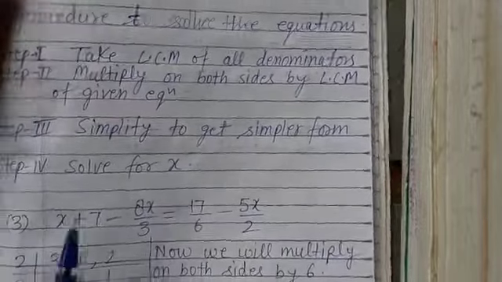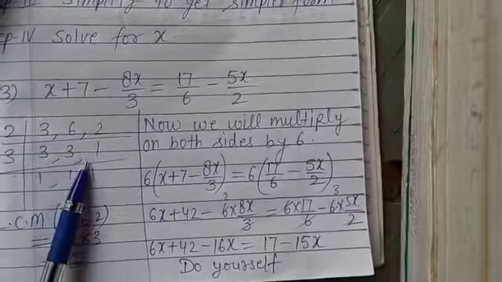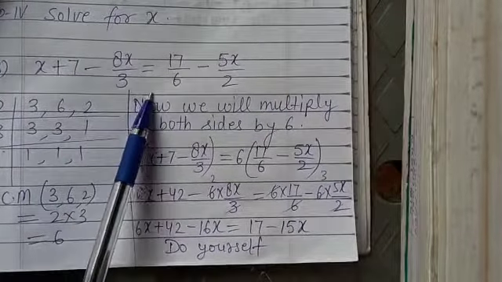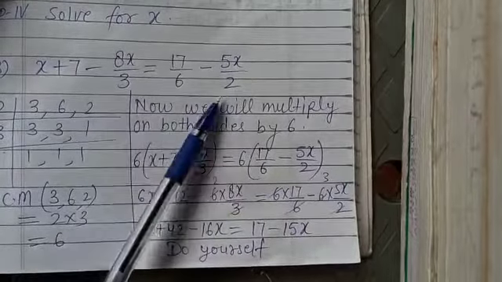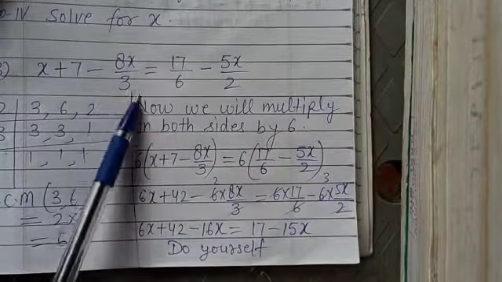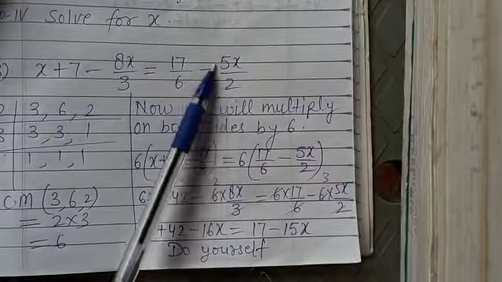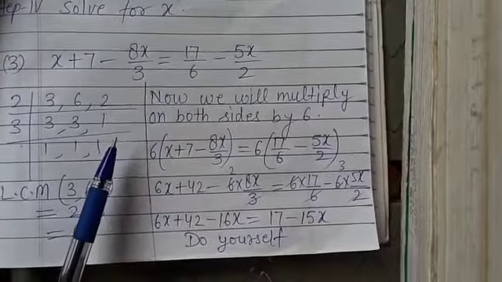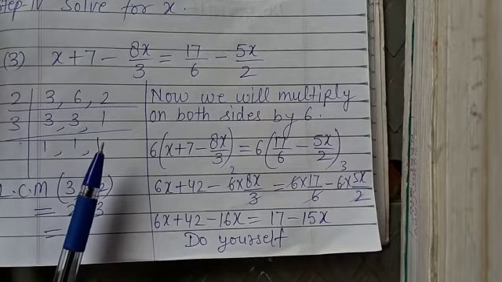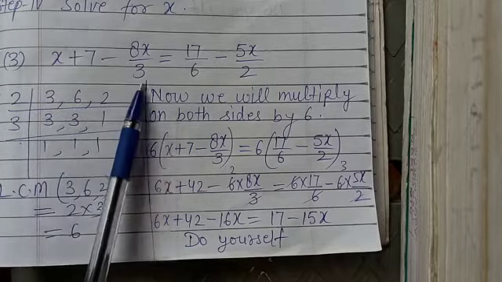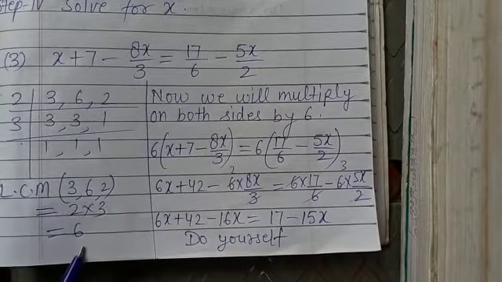Now look at question number 3. It says x plus 7 minus 8x upon 3 equals 17 upon 6 minus 5x upon 2. As you can see, look at the coefficients. The coefficient of x is again a rational number, minus 8 upon 3, and here also minus 5 upon 2. So we will use the same concept. What is the first step? Take the LCM of all the denominators. The denominators here are 3, 6 and 2, so their LCM will be 6.